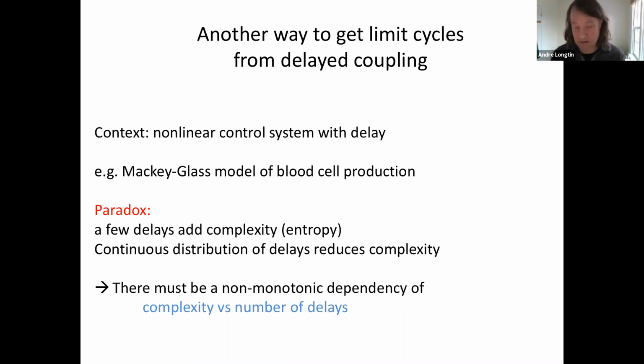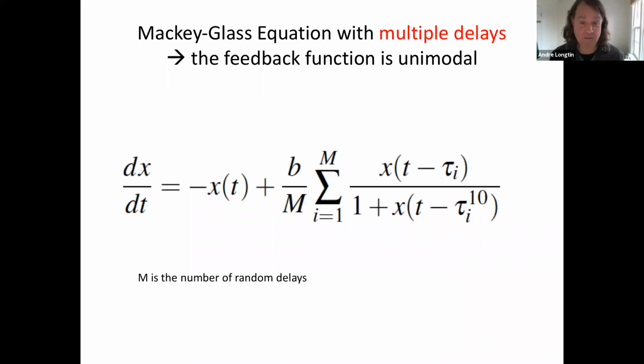And it turns out we've found some version of this using various models, but this is a biological model, so I'll just show this one, the Mackey-Glass, with multiple delays. So instead of having just one delay here, you have tau_i, and you're summing over multiple delays in this whole feedback function. One delay gives you chaos in this thing. It gives you limit cycles as well. But what if you have multiple delays?